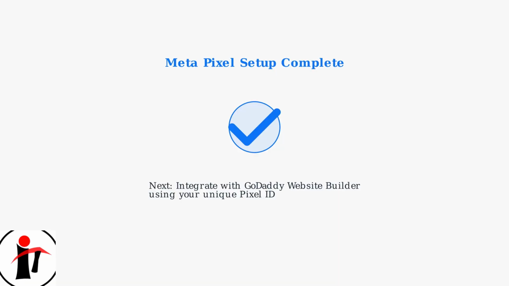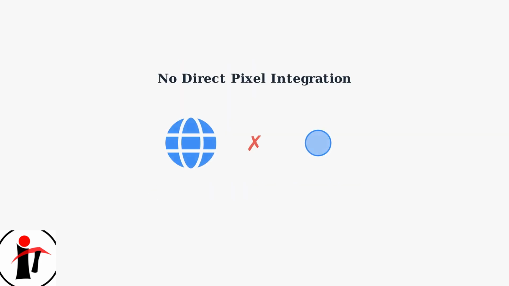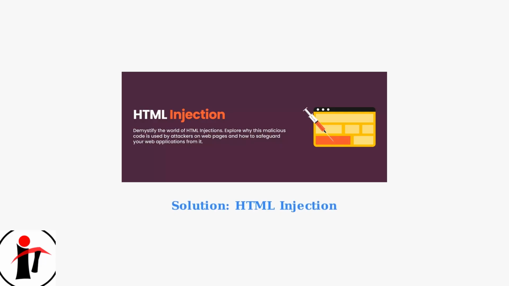Remember to copy and save your pixel ID, as this unique identifier is what connects your website tracking to your Facebook advertising campaigns. GoDaddy Website Builder doesn't offer direct Metapixel integration, but we can work around this limitation using HTML injection, the most reliable method available. The solution is HTML injection. This method involves directly adding Metapixel code to your website's HTML structure, giving you full control over pixel implementation.